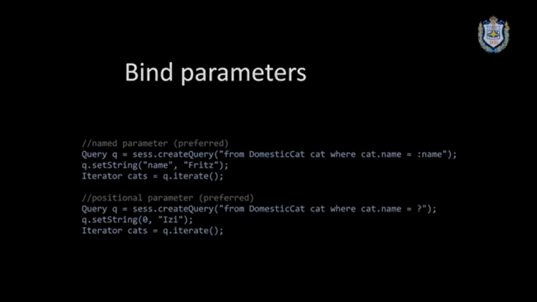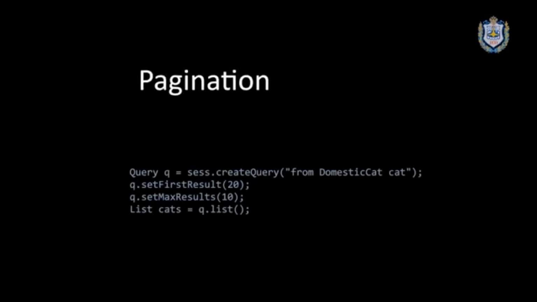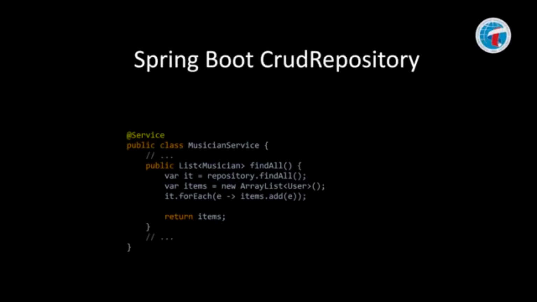They are self-documenting. If you need to specify bounds upon your result set, that is the maximum number of rows you want to retrieve or the first row you want to retrieve, you can use methods on the Query interface. The findAll method calls the repository's findAll method of CRUD repository and retrieves all musicians.